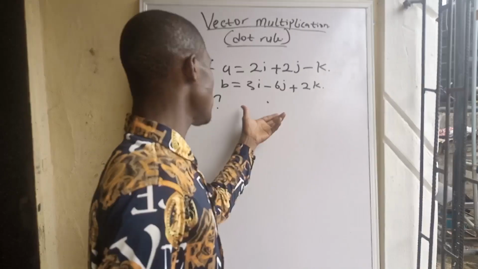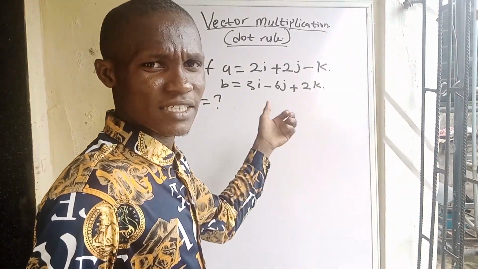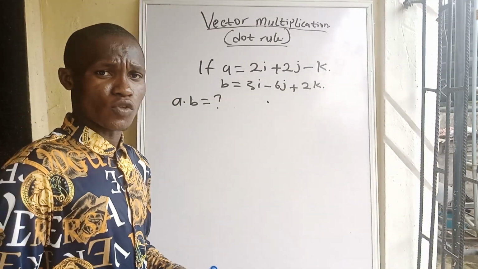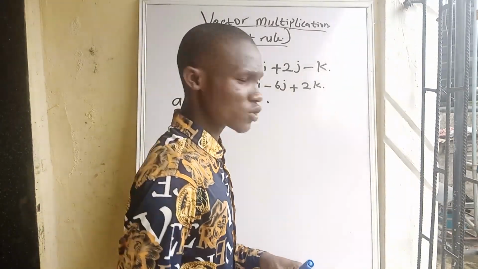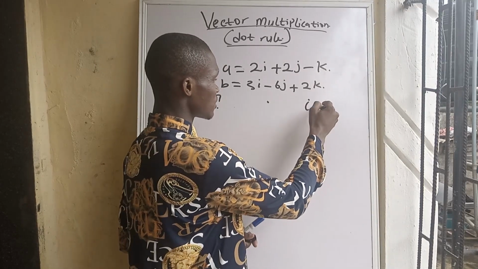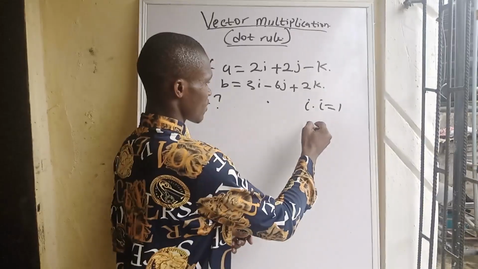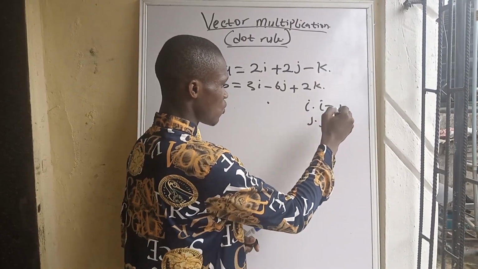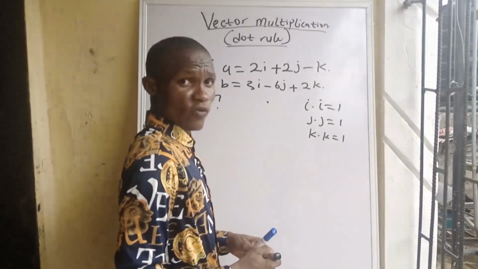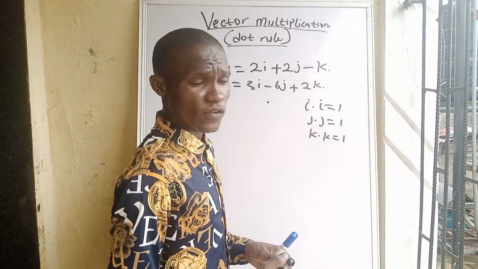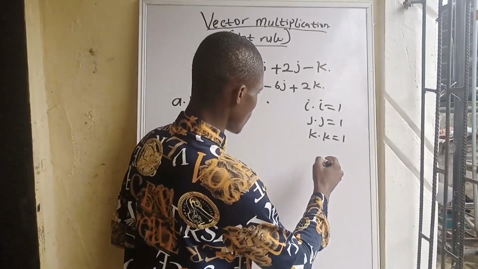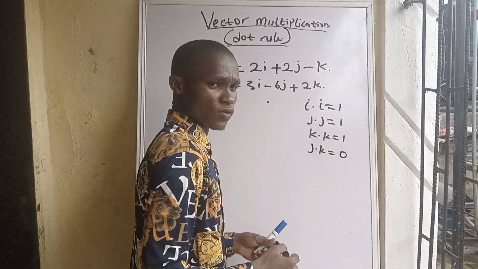But before we move on to solve this exercise, we are going to give some rules on vectors, on the dot rule. One of the rules while applying the dot rule in vector multiplication says i dot i is equal to 1, j dot j is equal to 1, k dot k is equal to 1. Then k dot j is going to give us 0 according to the rules of vector dot multiplication. j dot k is equal to 0.